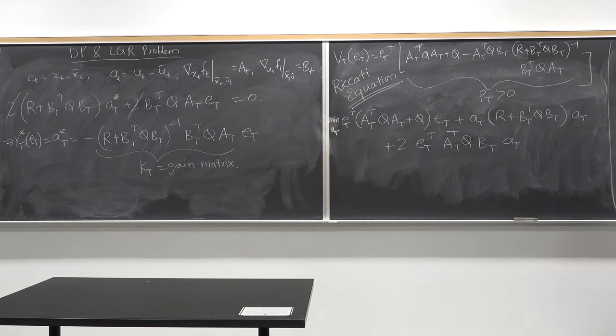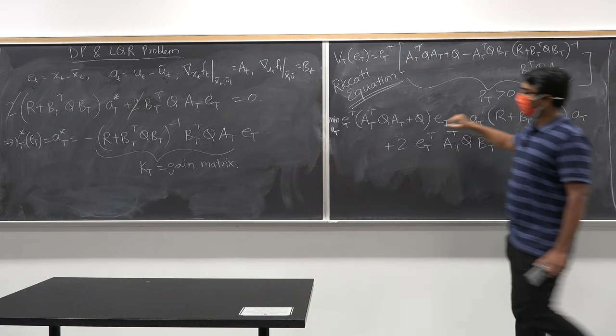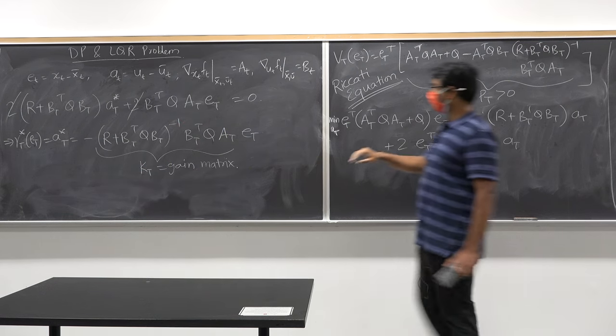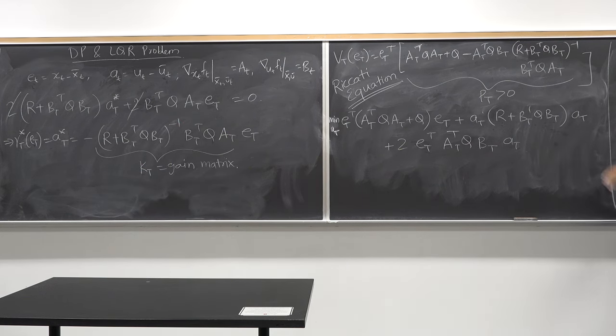Any question? So how do you get this expression? You substitute the value of a star t, which is this horrible looking matrix expression, in this equation. So you put a star t here, and then you simplify the expression, and this is what you get. There is no magic here, it's just some matrix manipulation that leads us to this equation. And this is known as the Riccati equation.